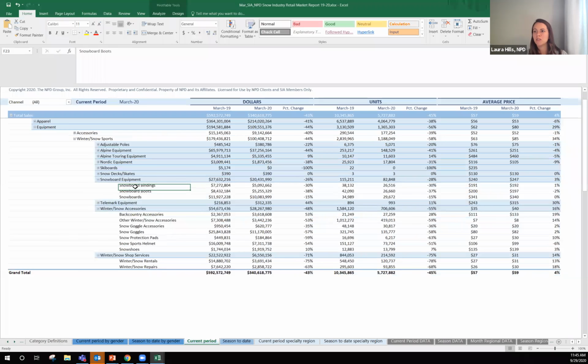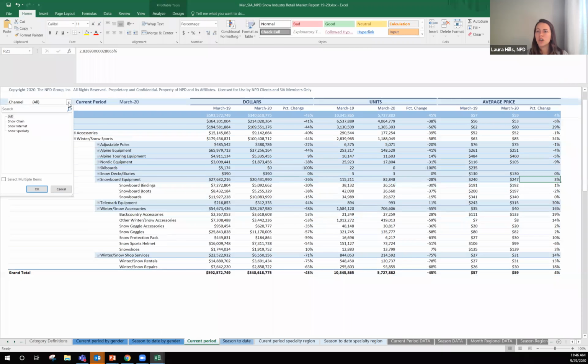So we have bindings, boots, and snowboards all broken out here. And you can see that trend that happened in the month of March. Across the whole category, dollars were down 26%, units were down 28%, and there was a growth of 3% in ASP. And you can see how each of the subclasses contributed to that.